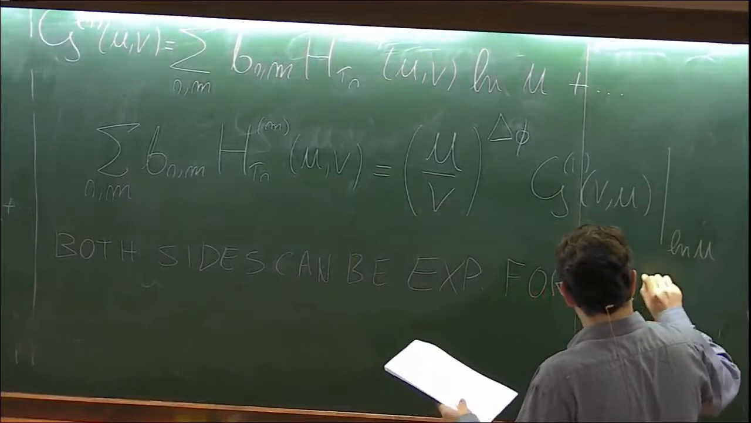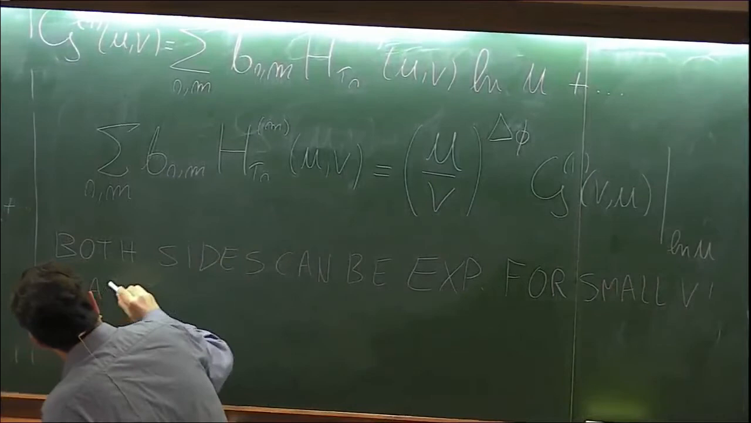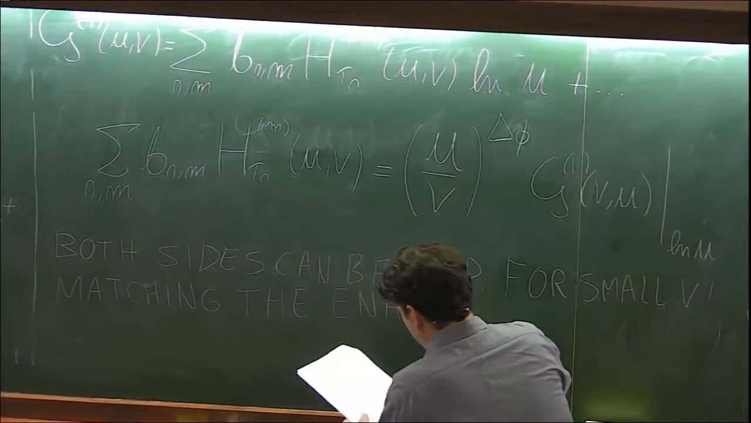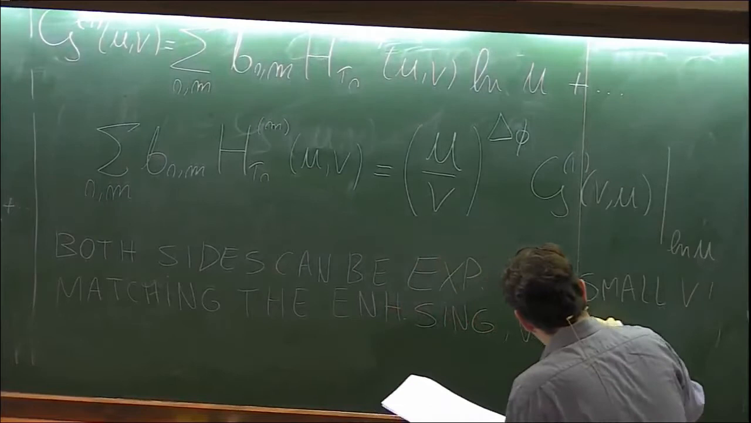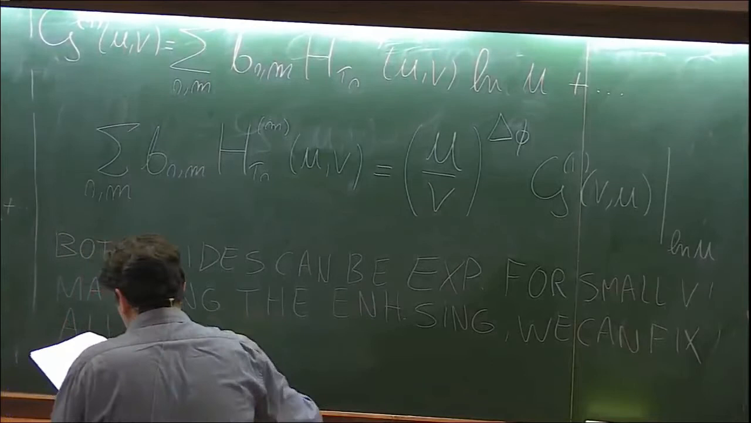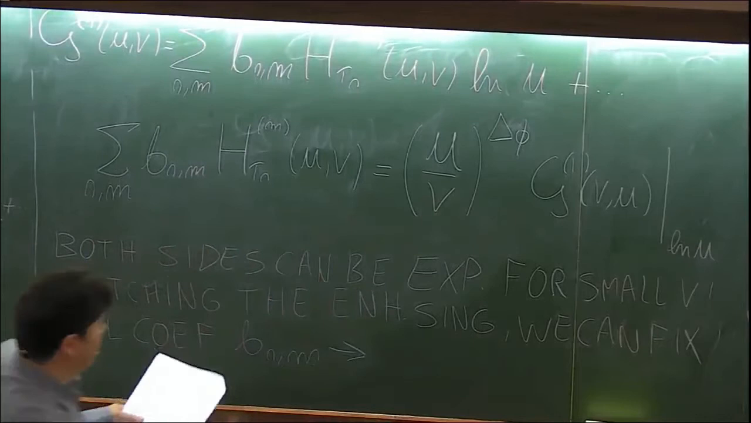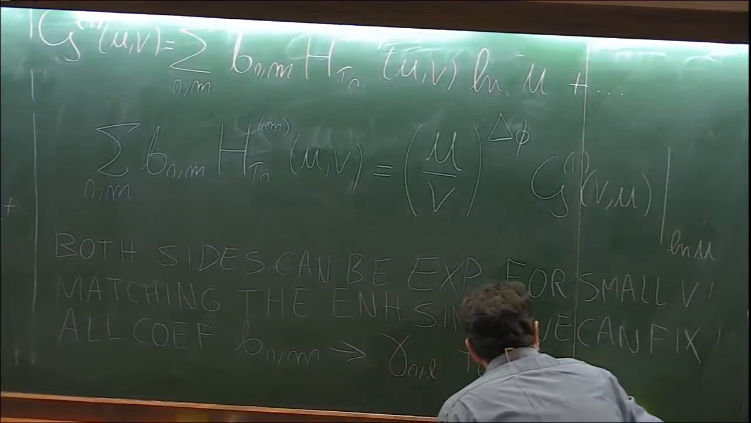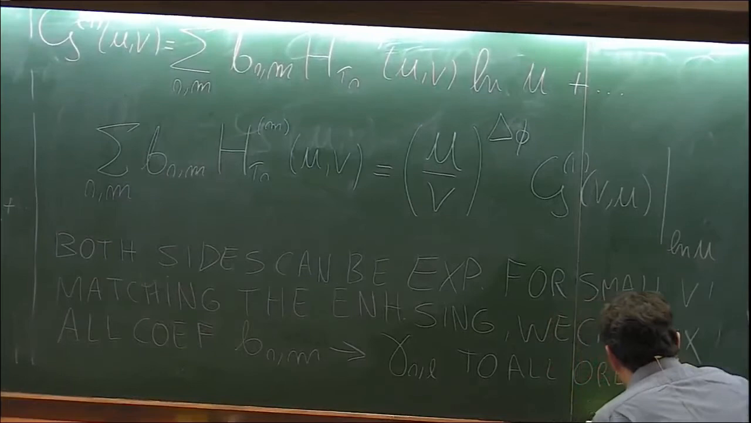And then matching the enhanced singularities, we can fix, we will do that in a second, all coefficients B and M. In other words, once we have done that, we can then compute gamma and L to all orders in 1 over L.